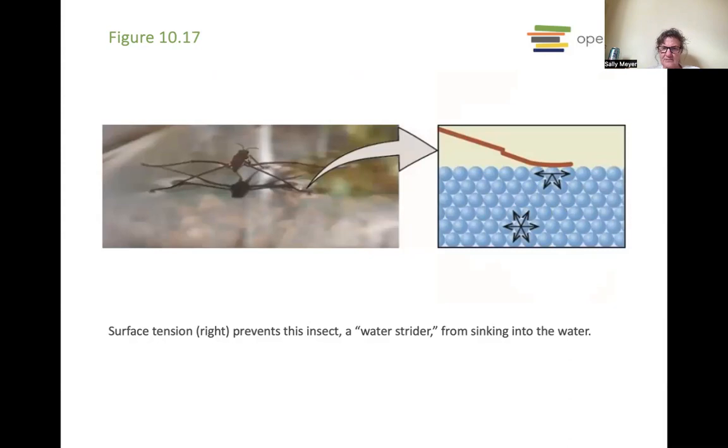Surface tension prevents this bug from sinking because the water molecules are pulling in, and you have a surface that is very hard to break.